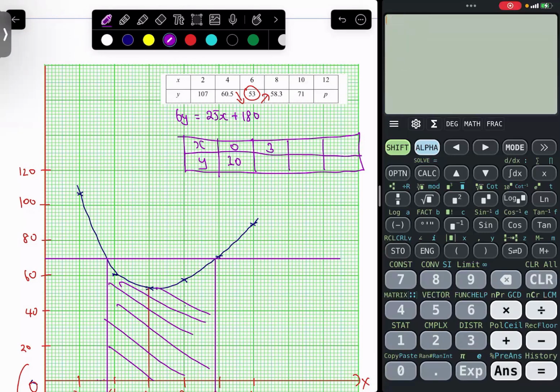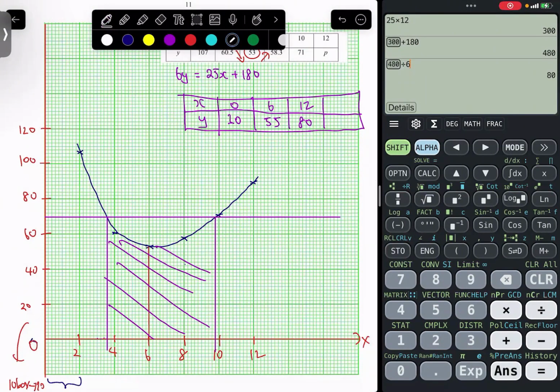Actually, sorry, I should not have used 3, I should have used 6. 6 is more definite. 25 times 6 plus 180, then divide by 6, so that will be 55. Next value, I choose 12. 25 times 12 plus 180 divided by 6, that will be 80. So I'll have 3 points that I can mark. 12 and 80 is a very easy point to mark. 0 and 30 is also quite easy to mark.